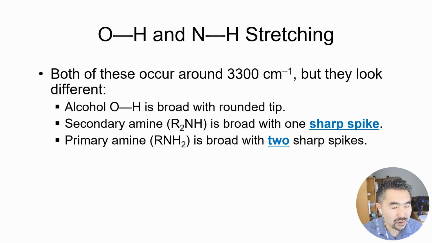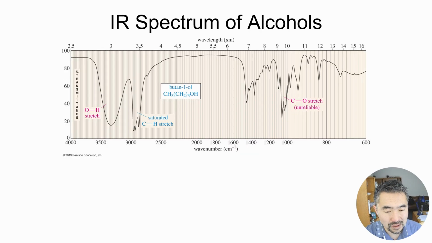If you have a primary amine, I want you to notice you have two hydrogens. It's a primary amine because the nitrogen is only attached to one carbon, so it's primary, but it has two sharp spikes because of the two hydrogens. If you have a secondary amine, you only have one hydrogen, so you typically see just one sharp peak. And here's what they look like.